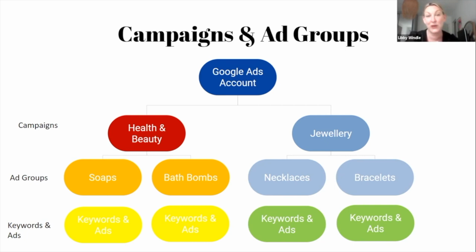And at this point, it's just break everything up as much as you possibly can. You don't want, for example, an ad group called health and beauty, which contains hundreds of different types of product keywords. You want to split them out as much as possible, because then you can write an ad that talks about that exact keyword that someone's going to type in.